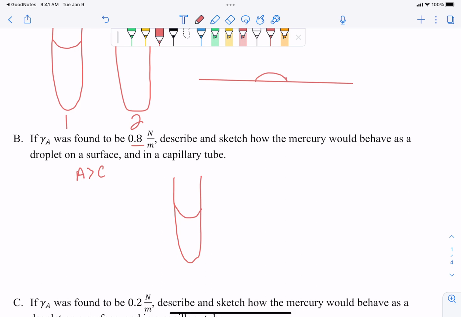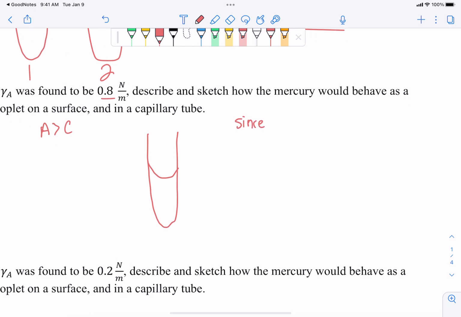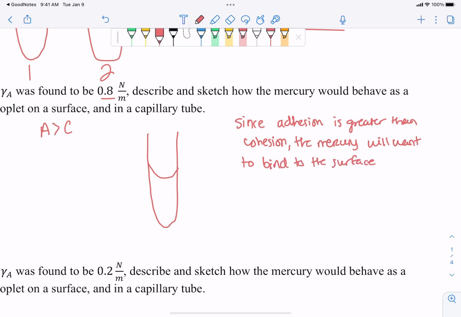That's all you have to do pretty much for part B, and then you have to explain it, right? So we can say that since the adhesive force is greater than the cohesive force, the mercury will tend to spread itself out along the surface of the tube in a concave manner. So the mercury will spread out along the surface of the plastic and bind to the surface instead of itself. So since adhesion is greater than cohesion, the mercury will want to bind to the surface of the plastic as opposed to itself. That's all you have to say pretty much.